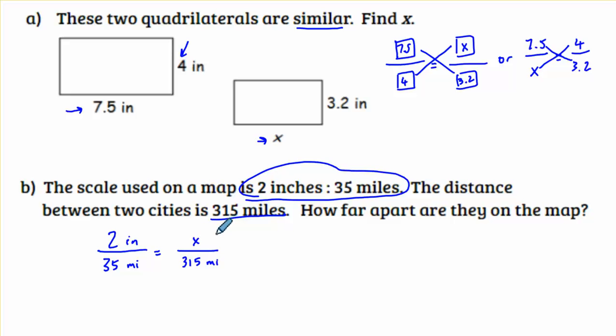And at this point, you might see that there is a pattern. There is something that we can multiply 35 by to get 315. And so you could solve it that way. But of course, we can always cross multiply. And with a calculator, that's often just as good as any other.